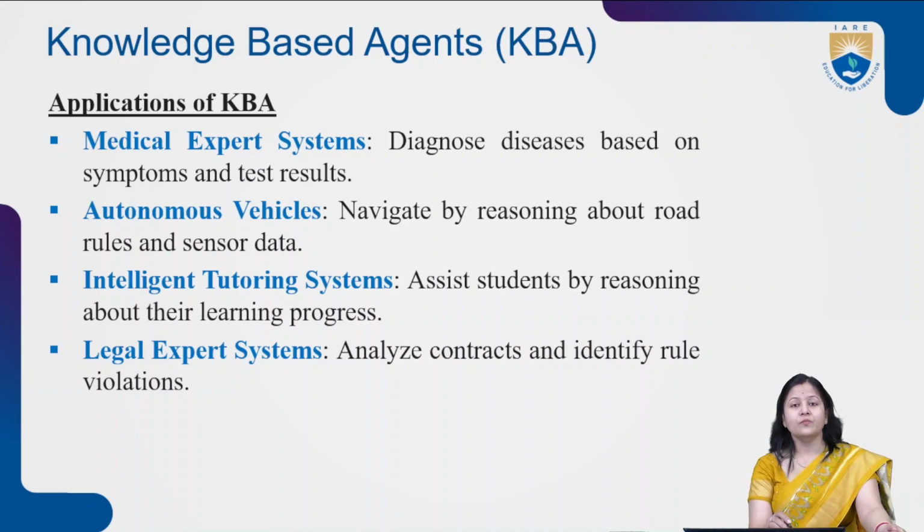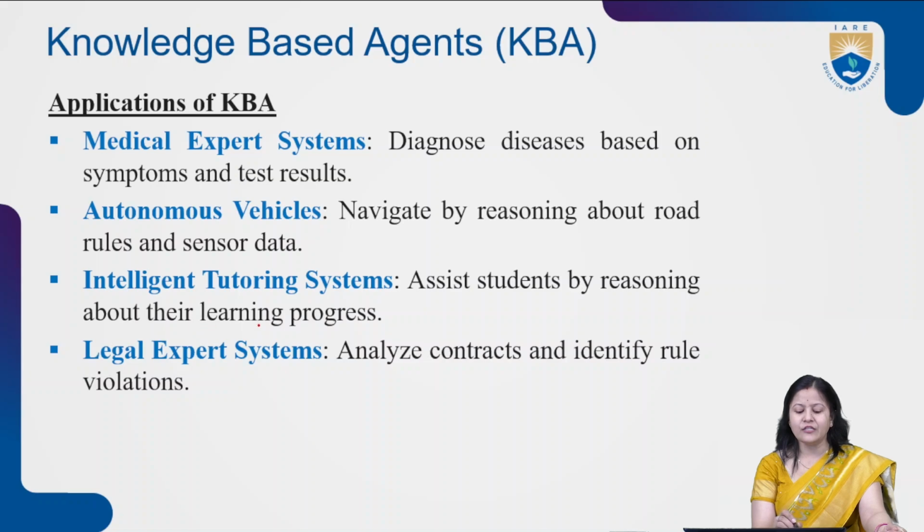Second, the autonomous vehicle can also be considered a knowledge-based agent, which can navigate by reasoning about the road rules and the sensor data. Here, the road rules and the sensor data are nothing but the knowledge inside the autonomous vehicle agent. Based upon the rules and the sensor data, it can navigate or suggest the best possible path from source to destination.